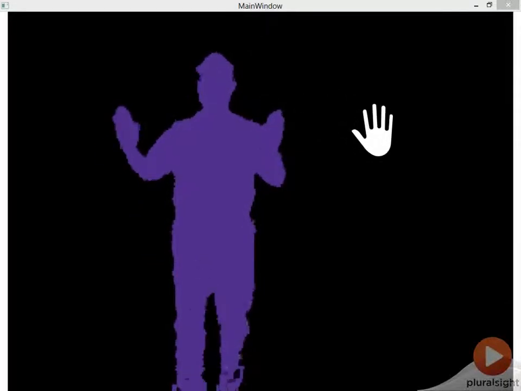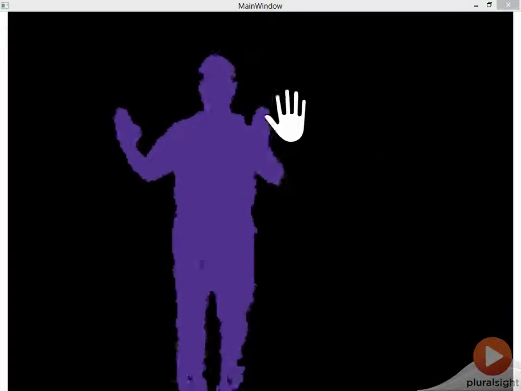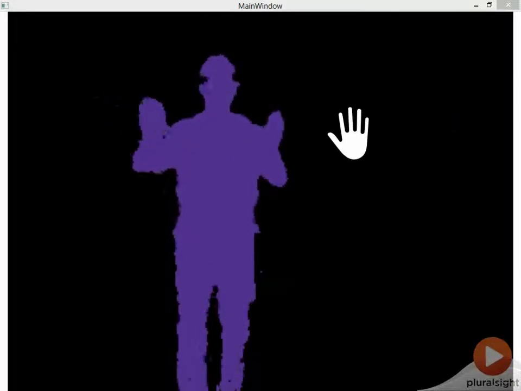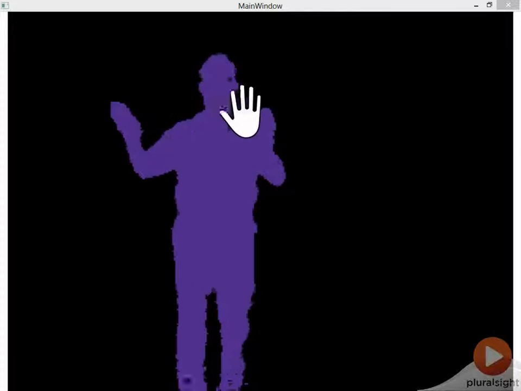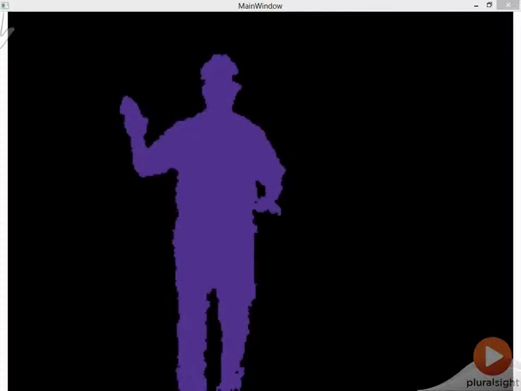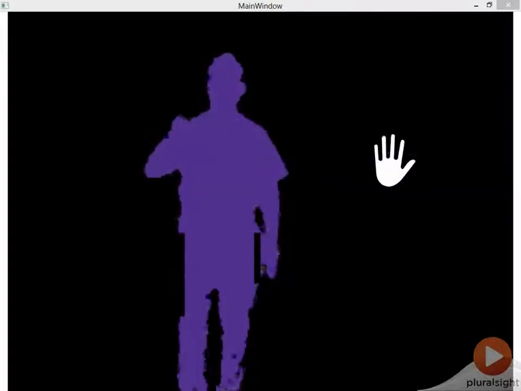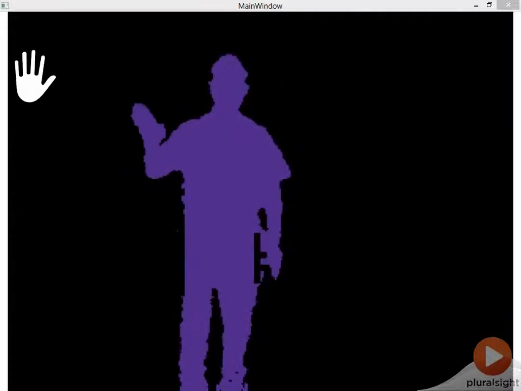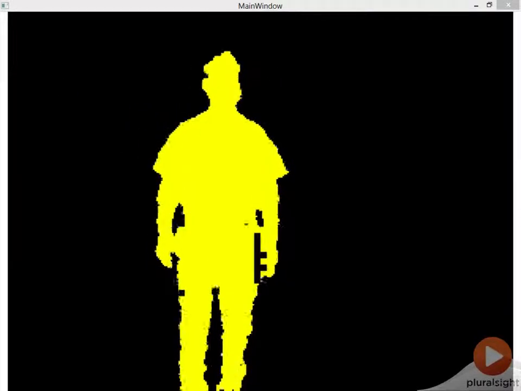If he now raises his left hand without lowering the right one, the right hand remains his primary and interactive hand. However, when his right hand is lowered, the left hand will become primary and interactive. When he drops his left hand, none of his hands will be interactive or primary, and also we will no longer have a primary user.